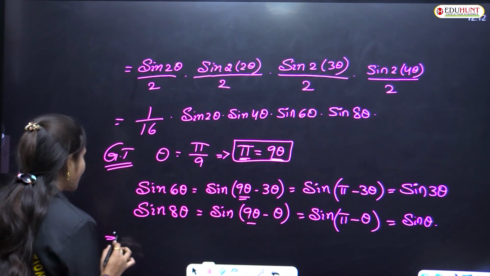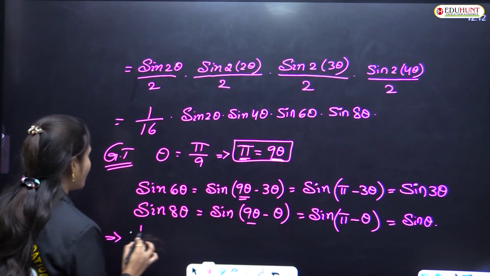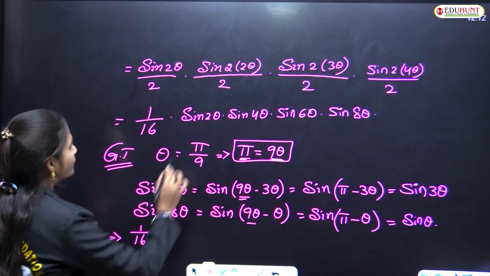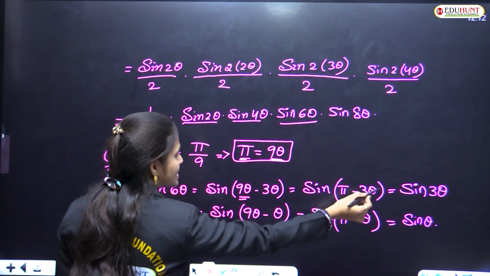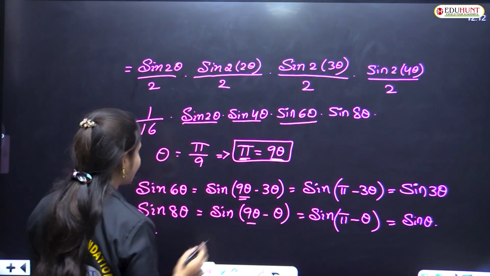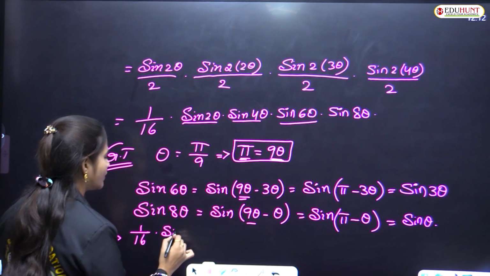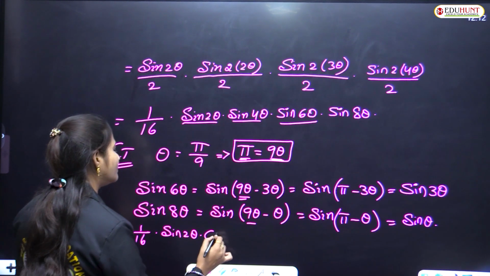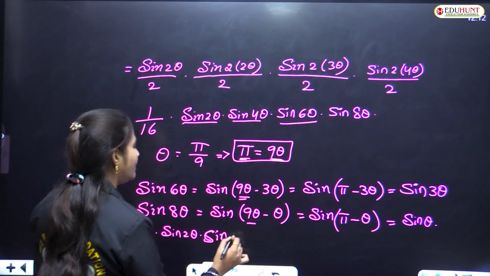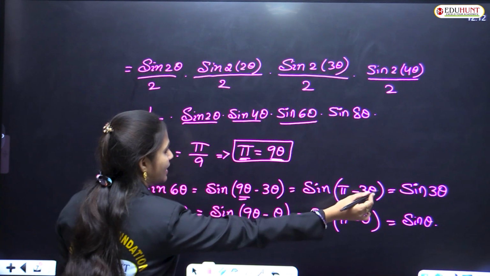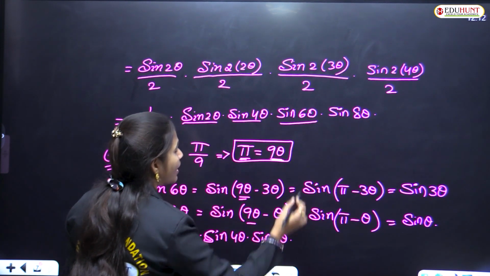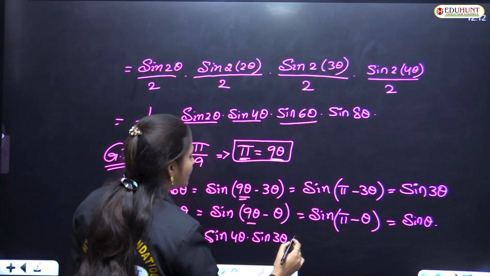So from this one we can write 1 by 16 into sine 2 theta, sine 4 theta. In the place of sine 6 theta, here we got sine 3 theta. In the place of sine 8 theta, here we got sine theta.